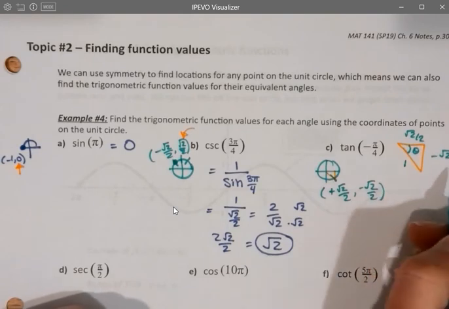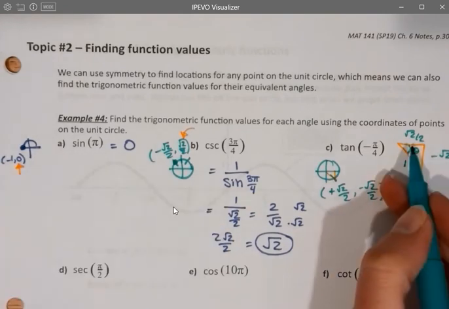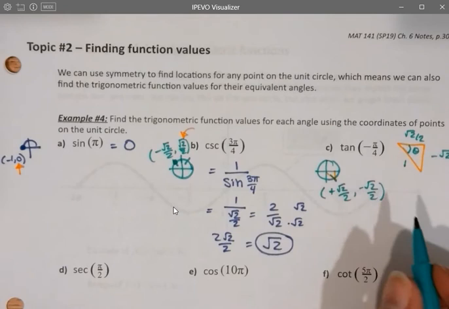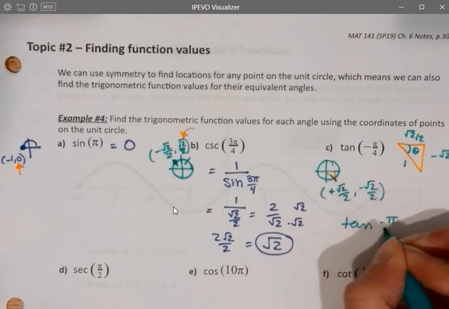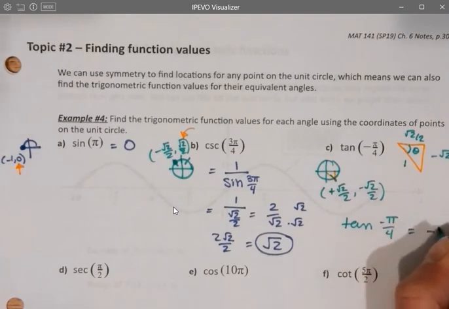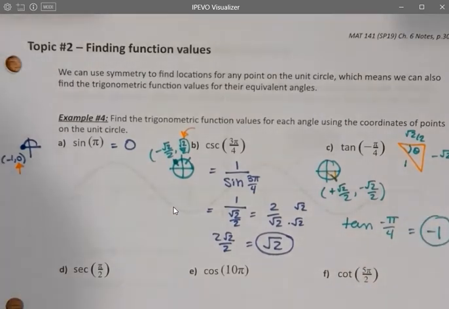And so it's a negative square root of 2 over 2 divided by a square root of 2 over 2. And so it's going to be -1, okay? So the tangent of negative pi fourths is going to be -1. But that's important to note.